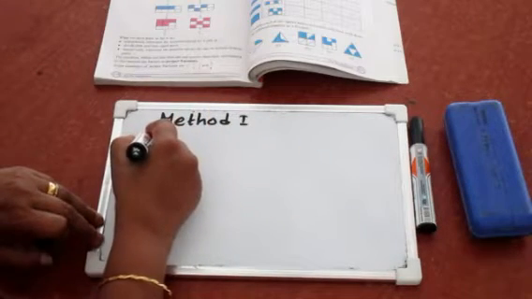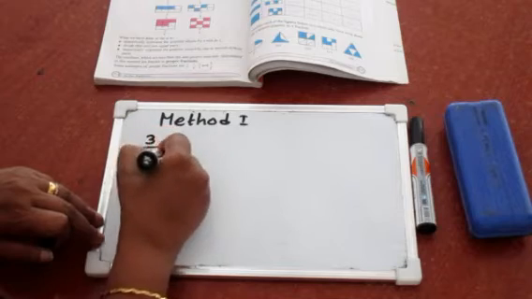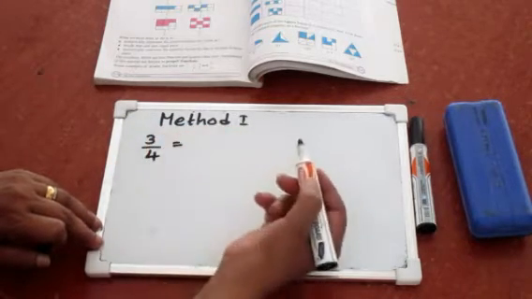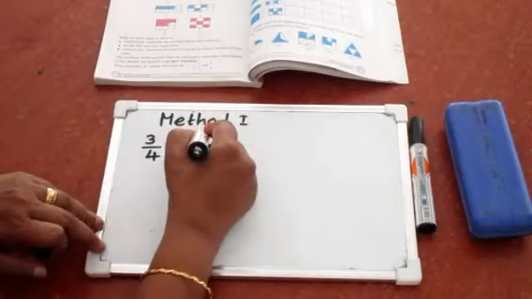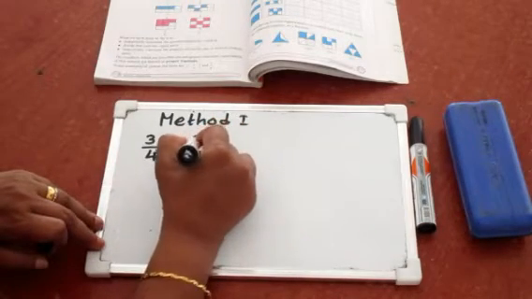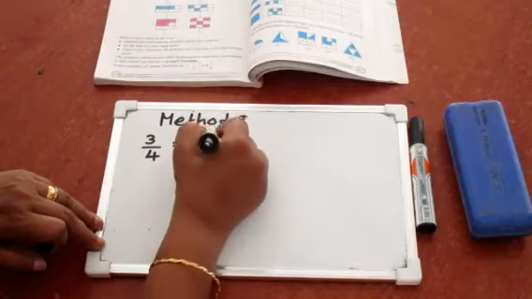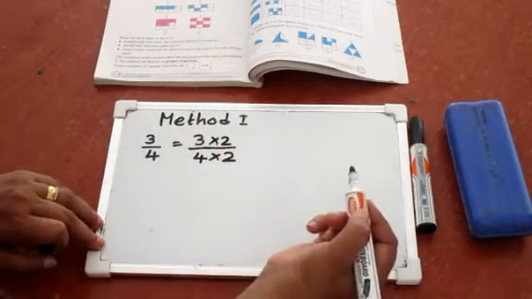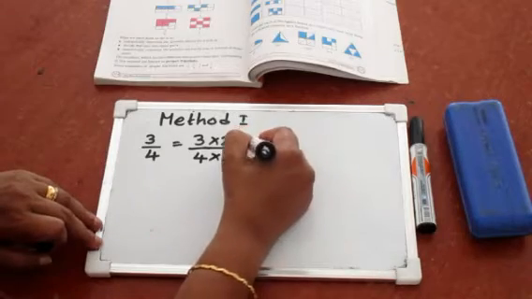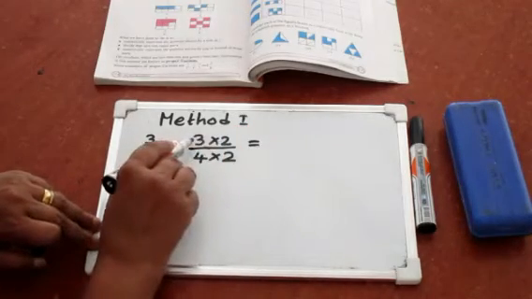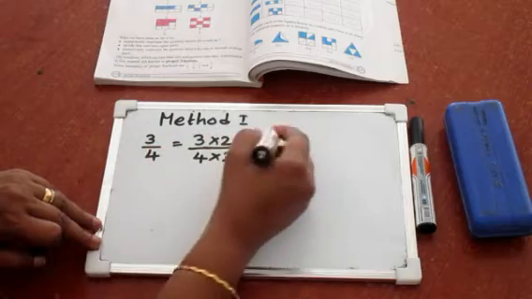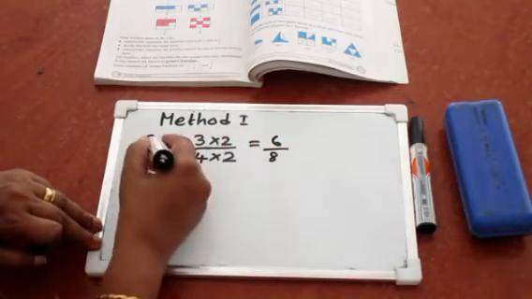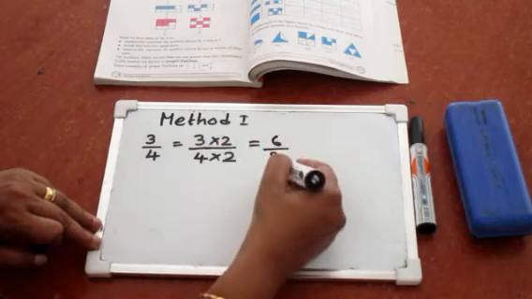Now see this example, 3 over 4. Now multiply both the numerator and denominator of this fraction by the same value. Now multiply both numerator and denominator by 2. We can take any number except 0. Then take the product of these numbers. 3 into 2, 6. 4 into 2, 8. Then an equivalent fraction of 3 over 4 is 6 over 8.